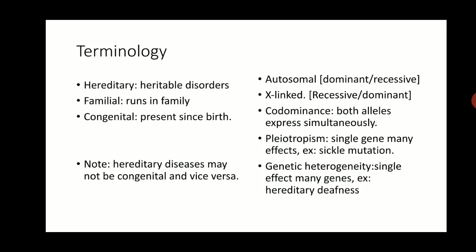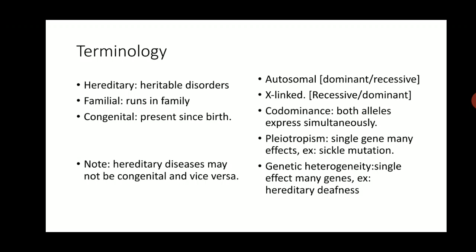Pleiotropism, single gene, many effects. These are diseases where there is a mutation of a single gene, but they lead to varied manifestations in the person. For example, sickle cell anemia. Sickle cell anemia is a hemoglobin disorder where the RBCs become sickled, but they lead to a variety of other symptoms also. Apart from hemolysis, there are other symptoms.